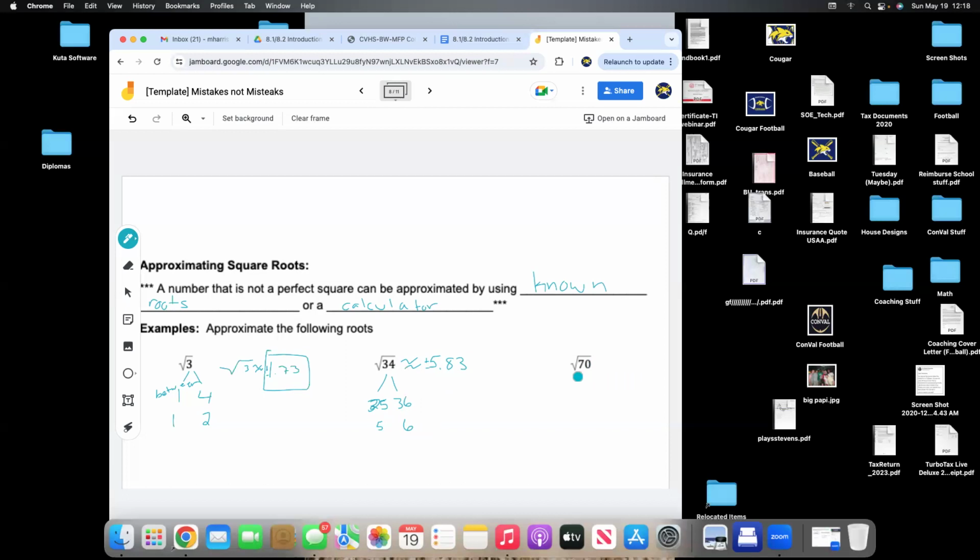And next, 70 is between 64 and 81. Right? So between 64 and 81, this is 8, this is 9. So we know it's going to be somewhere between 8 and 9. Plug it into the calculator, you're going to get approximately 8.37. So this is approximating our roots. Okay, so you got to look at the question, because it may say, what's the approximate root, or it may just say simplify. We'll talk about that here in just a second.